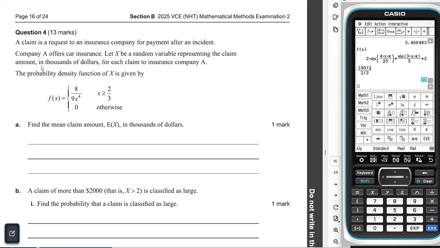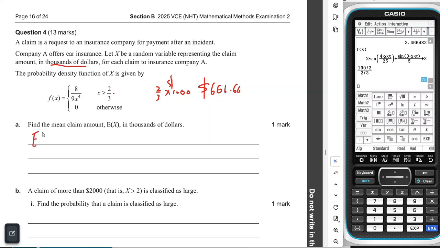Okay, question number 4, the probability question. A claim is a request on the insurance company for payment after an incident. Let X be the random variable of the claim in thousands of dollars. So that 2/3 is 2/3 times $1,000, so around about $666.66. That's what 2/3 represents. Okay, find the mean claim.